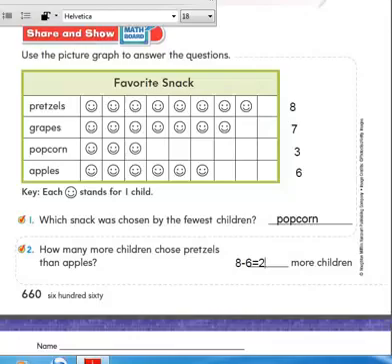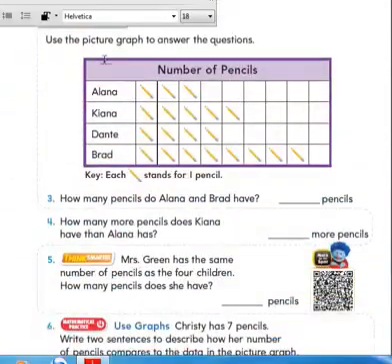Let's move to page 661. The question here is use the picture graph to answer the questions. So this is our picture graph and the title here. The first step I have to look at the title to get the key. The title here is number of pencils. And we have here some children. We have Alana, Kayana, Dante, and Brad. And there are some pencils in the row of each student.